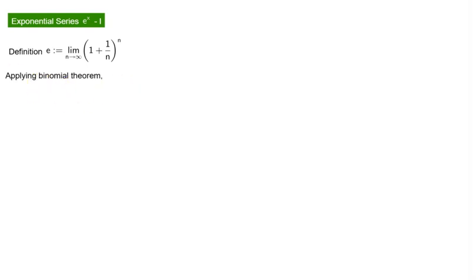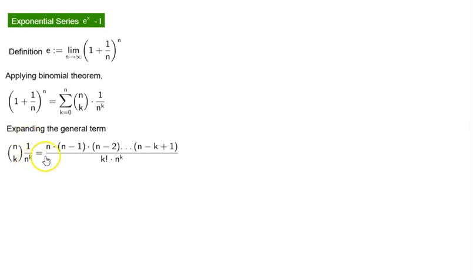Applying the binomial theorem, we get (1 plus 1 by n) to the power of n is equal to the sum k equal to 0 to n of n choose k times (1 by n) to the power of k. Now expanding the general term, n choose k times (1 by n) to the power of k is equal to n times (n minus 1) times (n minus 2) times ... times (n minus k plus 1), the whole thing divided by k factorial times n to the power of k.